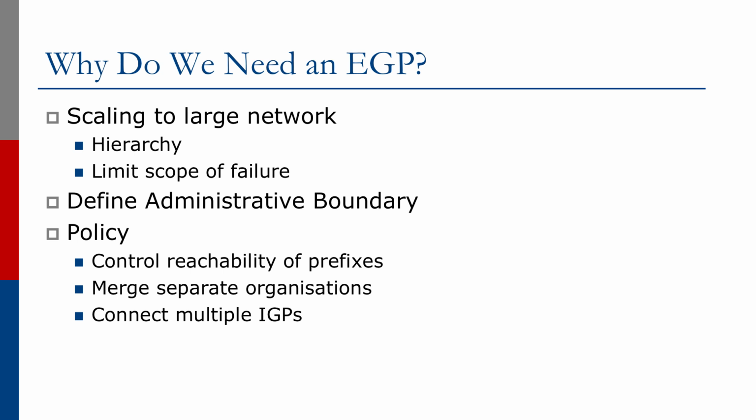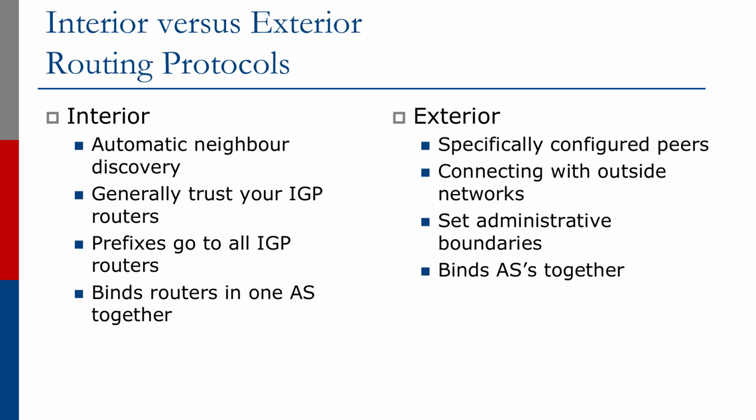Why do we need an EGP? Scaling for large networks. This is done by providing hierarchy, and it also limits the scope of network failures. EGP also defines administrative boundaries. It is used for applying policies on a network. For example, it can control reachability of prefixes, it can merge separate organizations, and it can also connect multiple IGPs in a network. So we're going to compare interior versus exterior routing protocols.